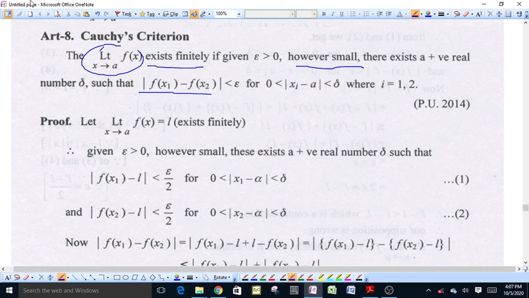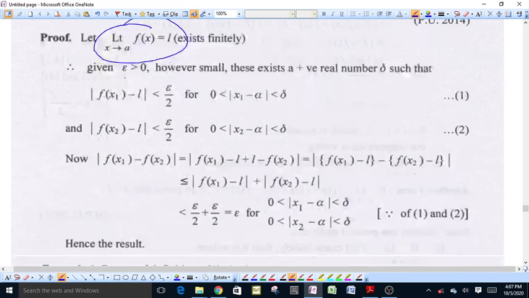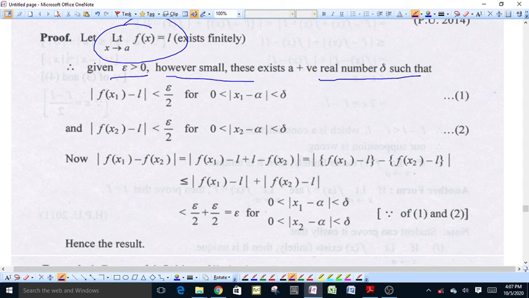Suppose that the limit of function f(x) is equal to L as x approaches a. This limit exists finitely. Therefore, for a given epsilon positive, however small, there exists a positive real number delta such that modulus of f(x1) minus L is less than epsilon by 2, when x1 lies in the delta neighborhood of a. Similarly, f(x2) minus L is also less than epsilon by 2 for x2 belonging to the delta neighborhood of point a.